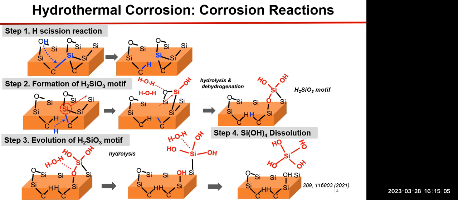From those processes, we can see that there is no stable silica layer on the surface, and the silicon species in the silicon carbide will directly dissolve as silicic acid into the environment.